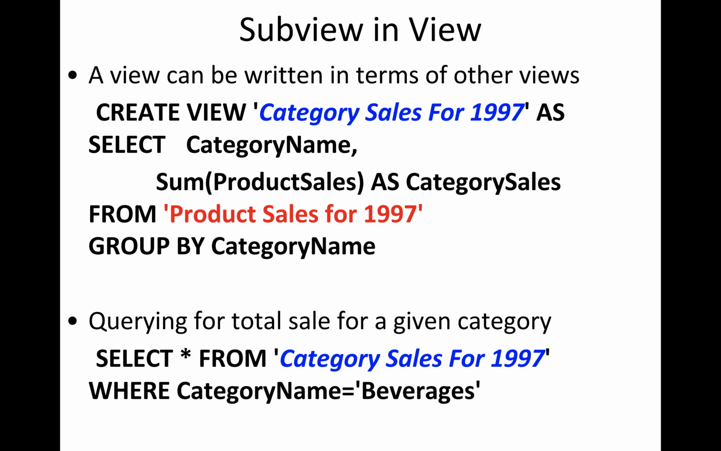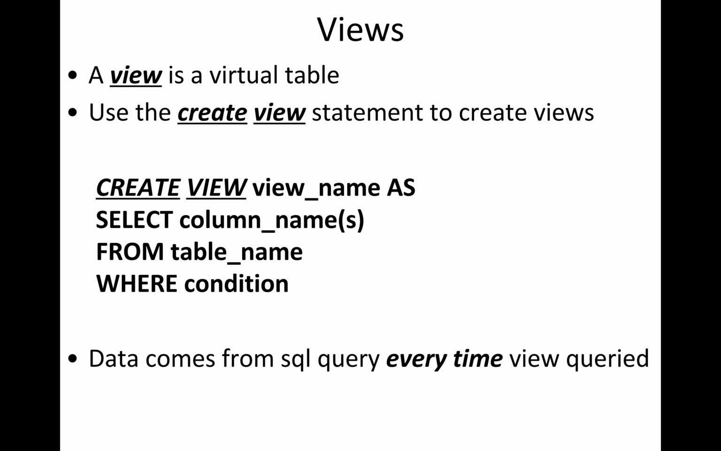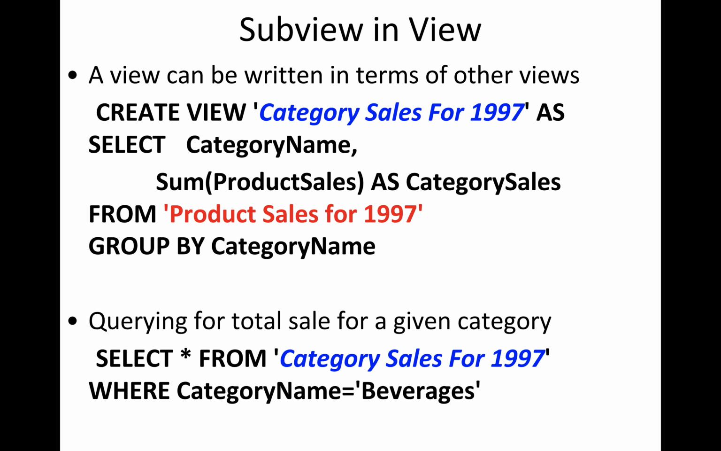Did we have a product sales for 1997? I don't think I have it. So presumably, this product sales for 1997 queries the product table, where the sales year is 1997, right? So that's a view, which is then being used here to group it by category of 1997, and then create a view with all the sums of the product sales for that particular year.